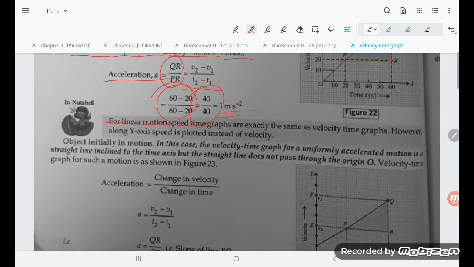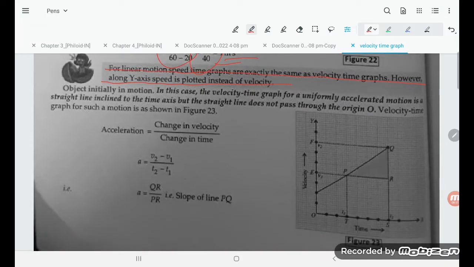For linear motion, speed time graphs are exactly the same as velocity time graphs. However, along the y-axis speed is plotted instead of velocity. Object initially in motion. In this case, the velocity time graph of uniformly accelerated motion in a straight line is inclined to the time axis, but the straight line does not pass through the origin O. The velocity time graph of such motion is shown.